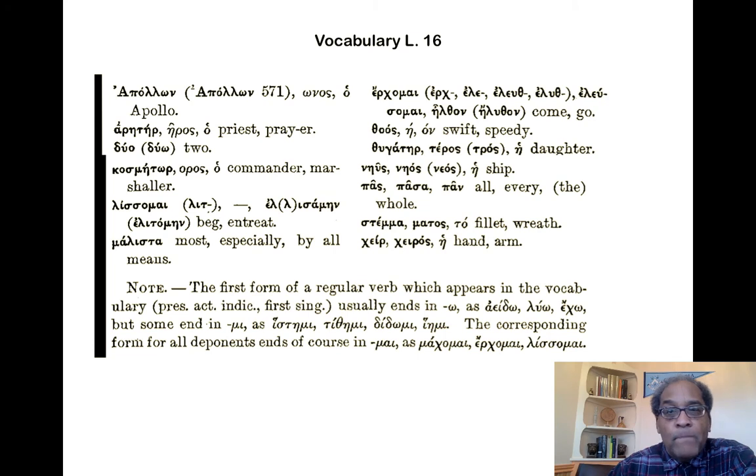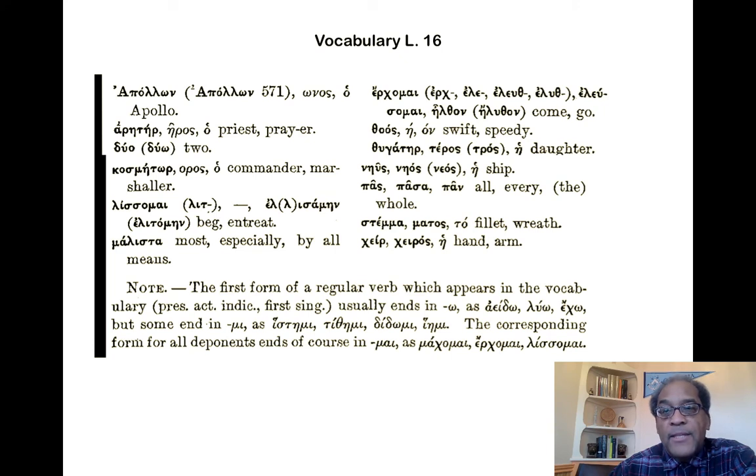Now, one of the very important words here is ἐρχομαί at the top of the right column, the word to come or to go. And you see it's a deponent verb, meaning that it has a middle form with active meaning. And the future, ἐλιούσομαι. But then when you get to the second aorist, ἐλτον, it abandons those middle endings and just goes back to the active endings. ἐλτον, with the alternative of ἐλούτον.